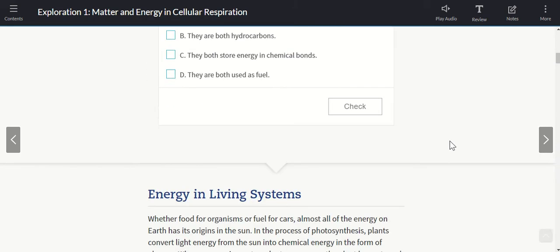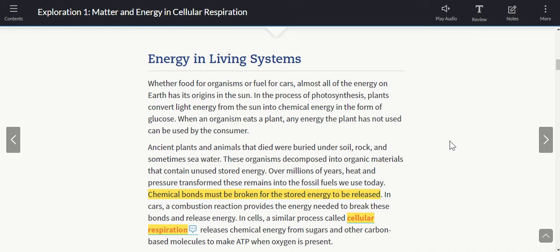Now, what happens here is that all energy sources can be traced back to the sun, right? One way or another, there was a plant that absorbed sunlight and turned it into this chemical energy that we're talking about. Now, this could have been because an animal died and was buried, and over the long period of time, their bodies were smashed into the fossil fuels that we use today.